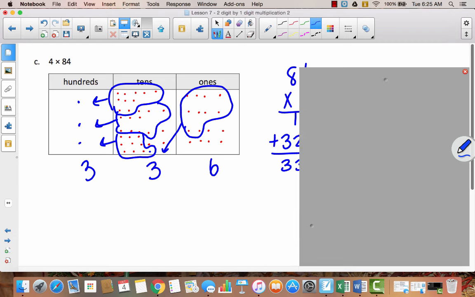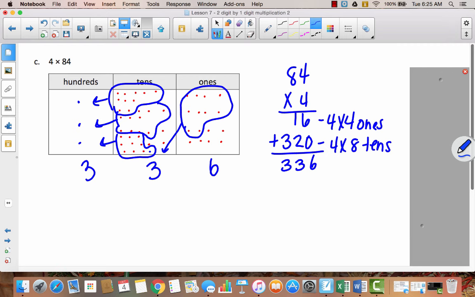And then when I wrote the problem vertically, I had 4 times 4 ones is 16 ones. 4 times 8 tens is 32 tens, which is 320. And when I added it together, I ended up getting the same answer, which was 336.